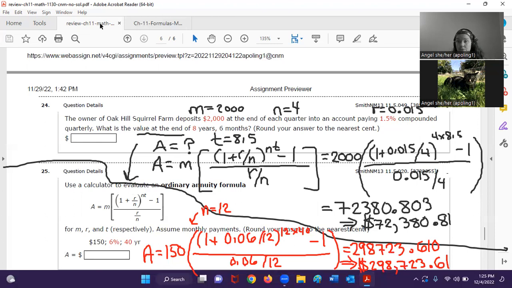So this test is really just, can you identify the correct formula? Can you fill in the formula correctly? Can you export the answer correctly and round? So, and then we're done.